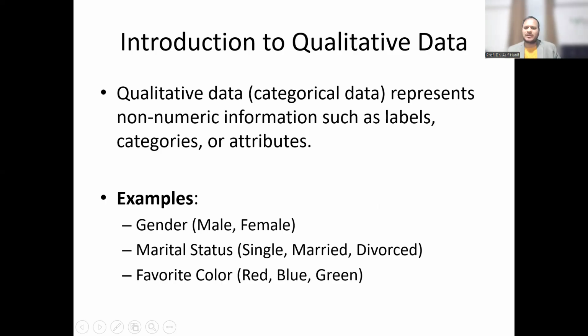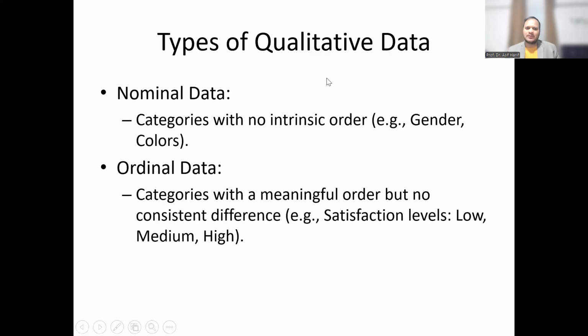As you know, qualitative data is also called categorical data. It represents non-numeric information such as labels, categories, or attributes. For example, gender is an attribute, marital status is the status of their marriage, and favorite color is labeled with different names like red, blue, and green. All these are qualitative variables. None of them can be measured quantitatively. We cannot measure gender in a quantitative way, and we cannot measure color in a quantitative way either.